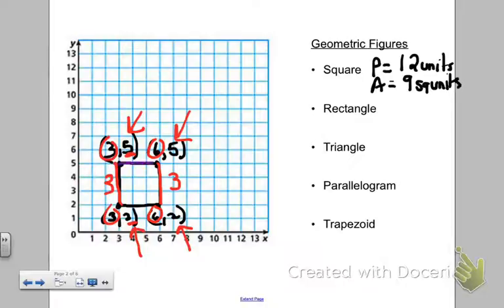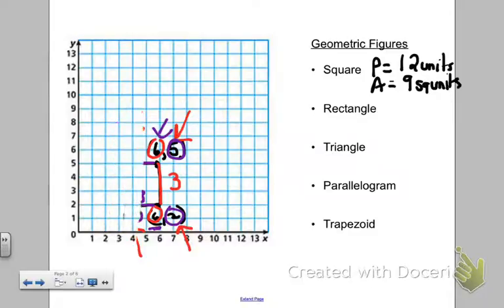Take a look at this side. Here, do you notice how the y coordinates are the same, but the x coordinates are different? Think about it. What's the difference between 3 and 6? 3. Same thing down here. The y's are the same, but the x coordinates are different. What's the difference between 3 and 6? 3.